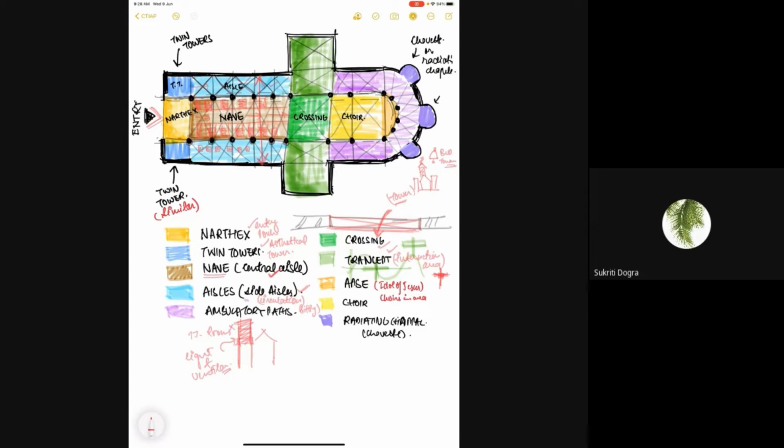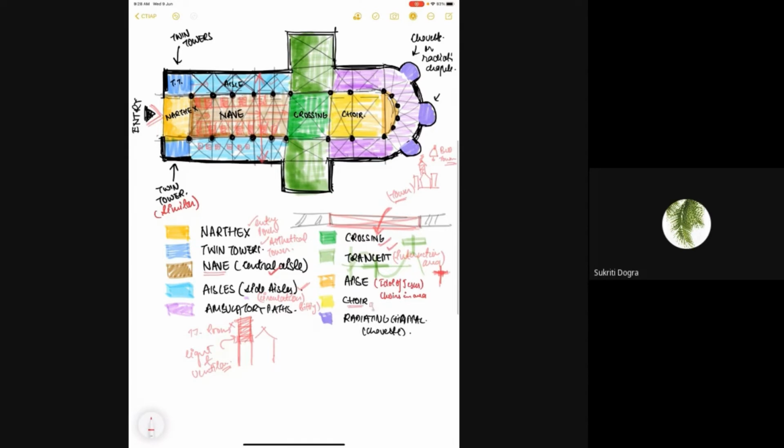Then crossing is done, transept is done, coming to the choir. We'll go according to the plan. So choir, what is a choir? Choir is a place on which a group of people stand and sing. Or you might have seen in movies where people in white dresses stand in a group and sing certain religious songs.